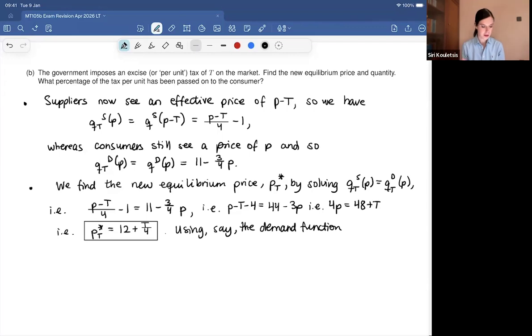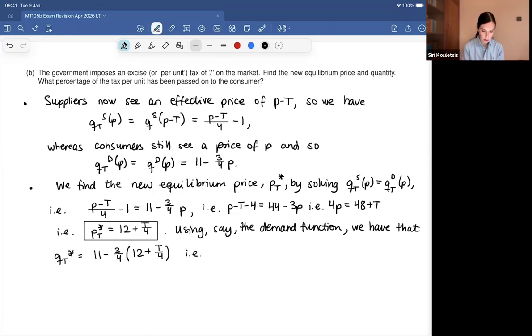You could, of course, use the new supply function, just need to make sure that you indeed then use the right one, that it's Q equals P minus T over 4 minus 1 if you use the supply equation. But then the demand function hasn't changed. Either way, we're going to get the same answer. So we just plug in our PT star here into the demand equation.